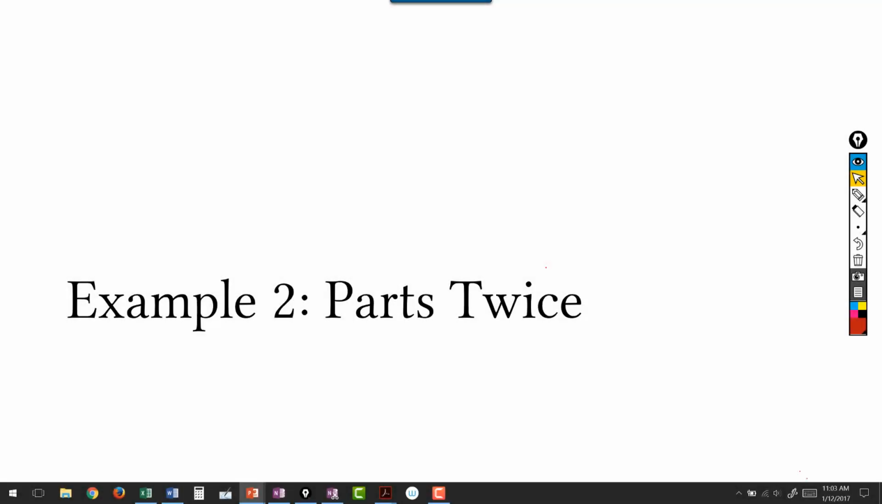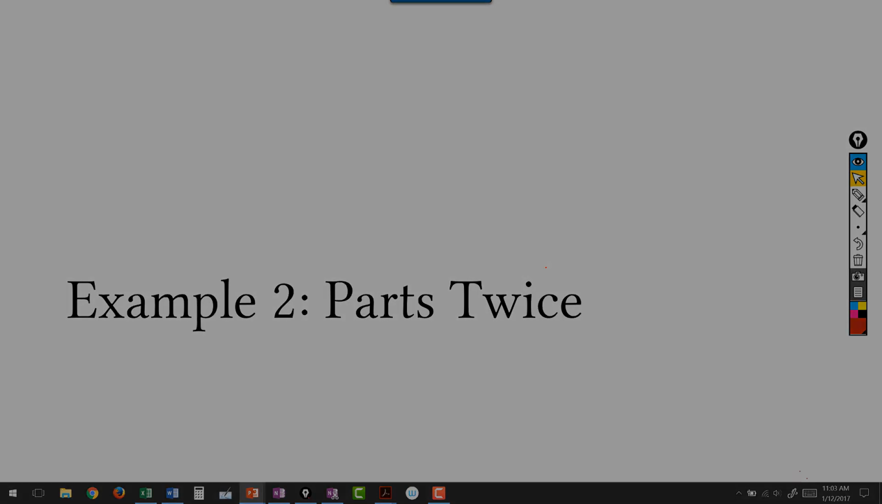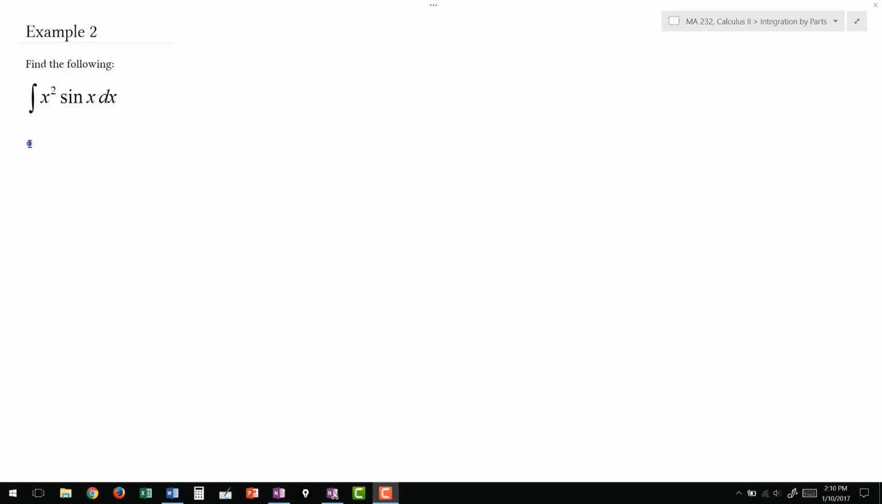Our second example will be one where we have to apply the integration by parts formula more than once. Our next example is an application of integration by parts, but one where we actually have to apply the parts formula more than once. So, as usual, our first job is to figure out what should be the u and what should be the v prime.